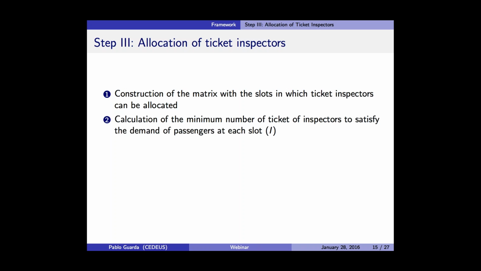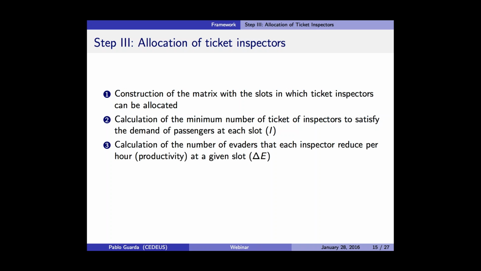Then we calculate the minimum number of ticket inspectors to satisfy the demand of passengers at each slot. If there is a high flow of passengers arriving at the bus stop, naturally you would need more ticket inspectors to monitor effectively all the passengers arriving at that bus stop. So we also define a capacity, which is the number of passengers which each ticket inspector is able to monitor at a bus stop. Then we calculate the number of evaders that each inspector reduces per hour, given by the percentage factor we obtain from the regression models, and also using the evasion rates at that bus stop, the current evasion rates at that bus stop.